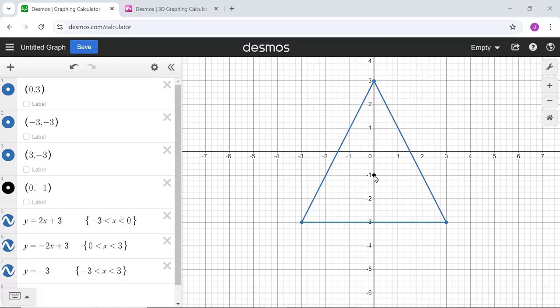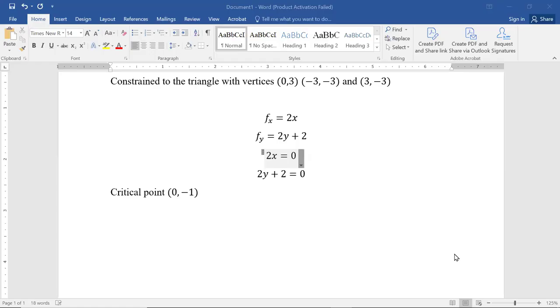So we're going to check the critical point, which is inside the region. If the critical point fell outside the region, we wouldn't have to check it. But we'll check that point, and then we'll check the boundaries. All right, so let's go check some things.